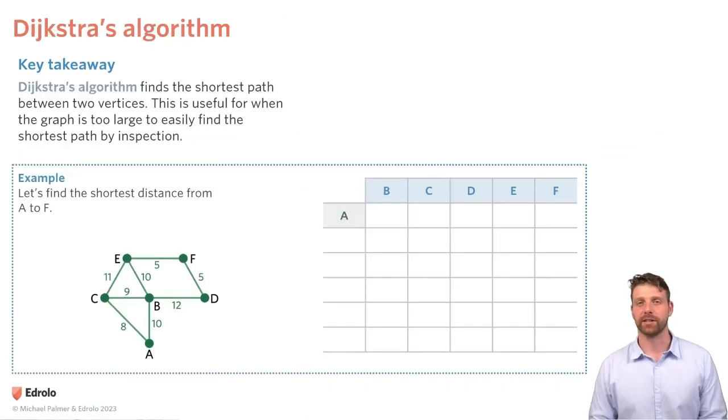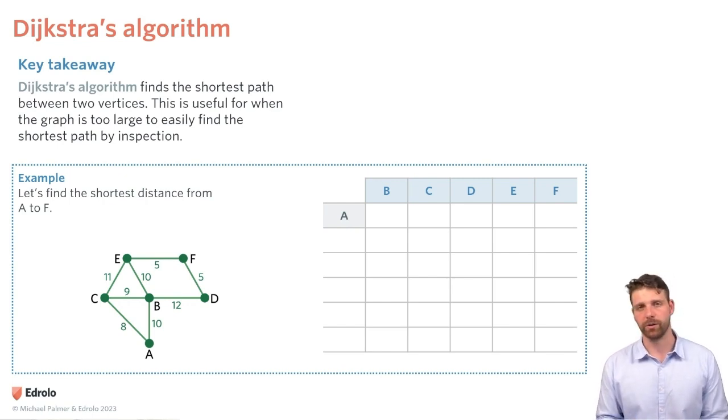All right, let's look at Dijkstra's algorithm. Our key takeaway here is that Dijkstra's algorithm helps us find the shortest path between any 2 vertices in a graph. So it's useful when the graph's really large because we can just run this algorithm, or if it was really, really large, we'd probably program a computer to do it for us.